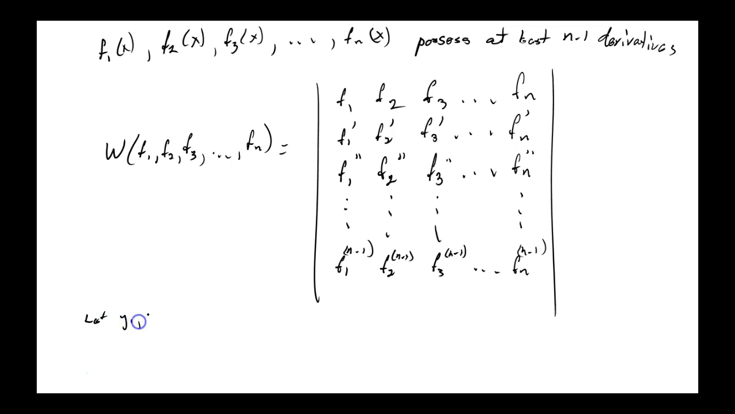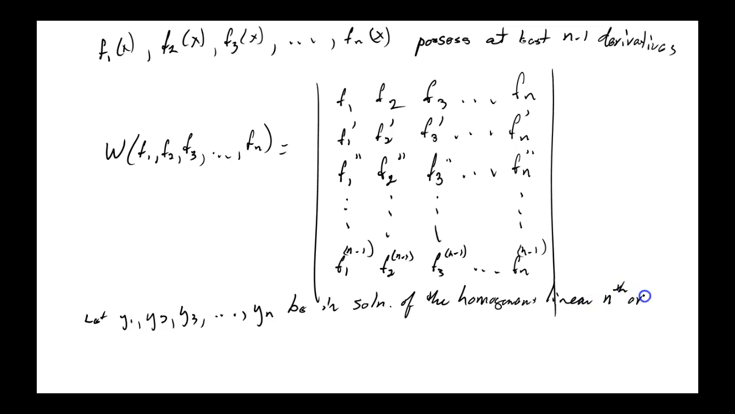Let y1, y2, y3, dot, dot, dot, up to and including y sub n be n solutions of the homogeneous nth order linear differential equation. I'm just going to call that a DE, differential equation, on an interval I, some interval I.